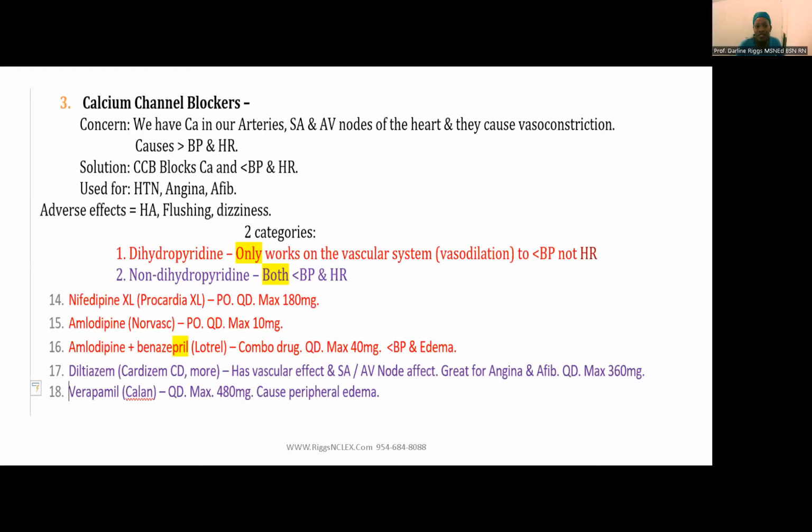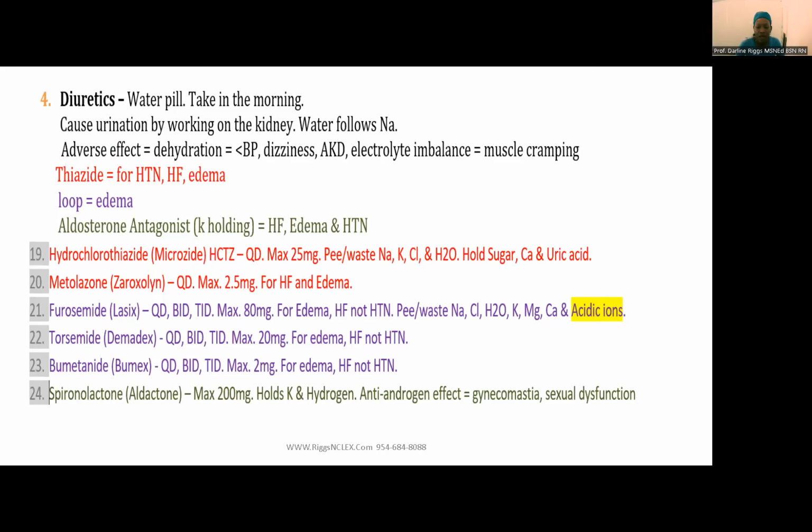And your calcium channel blockers have the dihydropyridine and the non-dihydropyridines. So the dihydropyridines don't work on the heart rate, but your diltiazem and your verapamils do. Okay, your diuretics, you need to know which electrolytes are impacted. So some of them will waste the electrolyte, causing the client to be hypo, and some will hold on to the electrolytes, causing the client to be hyper. They're always given in the morning.